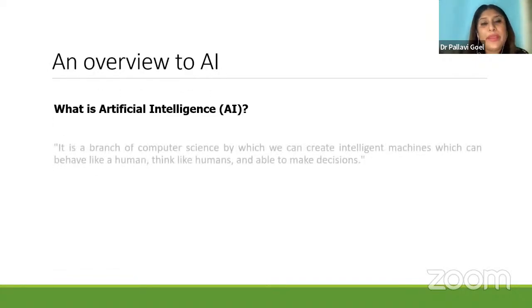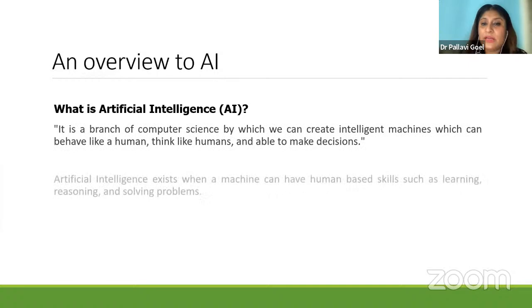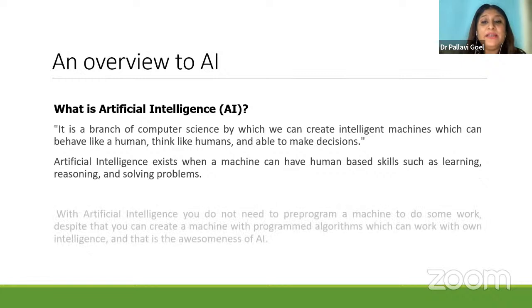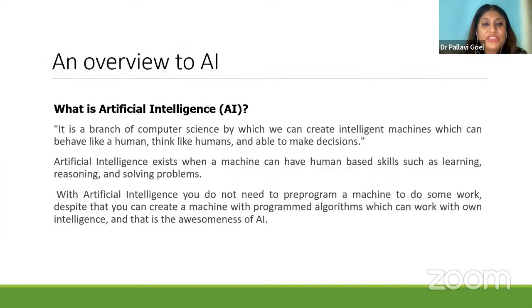So, an overview of AI. What is AI? Again, the same thing I'm repeating. It is a branch of computer science by which we can create intelligent machines which can behave like a human, think like humans, and are able to make decisions. AI exists when a machine can have human-based skills such as learning, reasoning, and solving problems. I started with this at the very first.